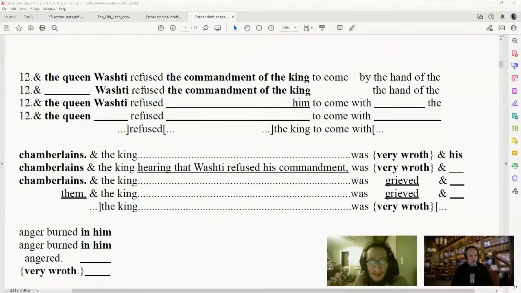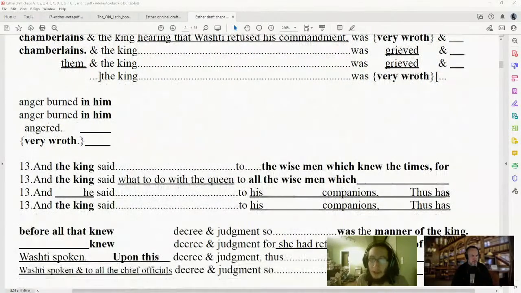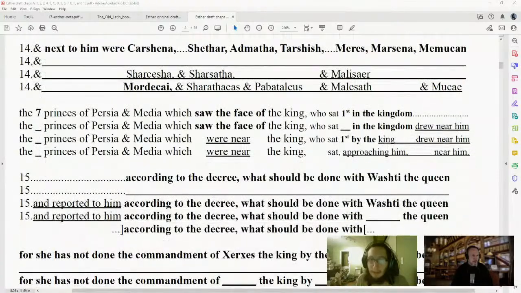We got some more names. The Masoretic is the only one that preserves the names in a good way at all. So it's Karshena, Shetar, Admatha, Tarshish, Meres, Marsena, and Memucan. The Septuagint says Sharkesha, so it changes the order of the K and the SH. And the SH at the end is changed from an N. And then you have Shethar versus Sharsath, so switching the R and the TH. And then it only has 3 names. The other names are missing. The other name being Maliser, again, R being confused with L.